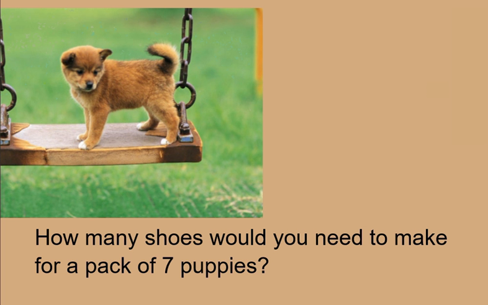Okay, what about how many shoes would you need to make for a pack of 7 puppies? Now, on this one, they don't show us the 7 puppies, so we just have to imagine, or we could draw out groups. Well, puppies are going to need 1, 2, 3, 4. 4 shoes each. And there are 7 puppies, so we need 7 groups of 4.